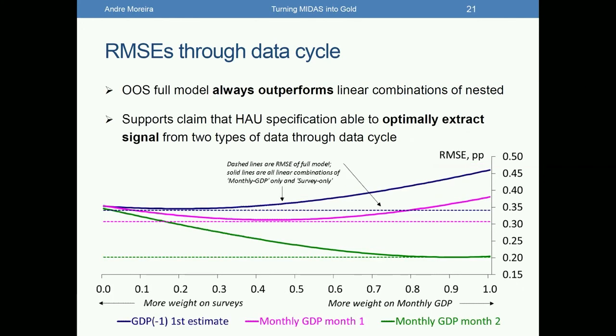I'll probably skip this one, but the point is that you can also, besides the limiting cases of the nested versions, try any linear combination of just surveys, just monthly GDP, and the full model always beats that, or does at least as well. So to the extent that you believe MIDAS is a good way of exploiting information in the surveys, and it's also a good way of exploiting the information in monthly GDP, then this particular hybrid specification pretty much does as well as possible at all points in the quarter, is what this chart suggests.